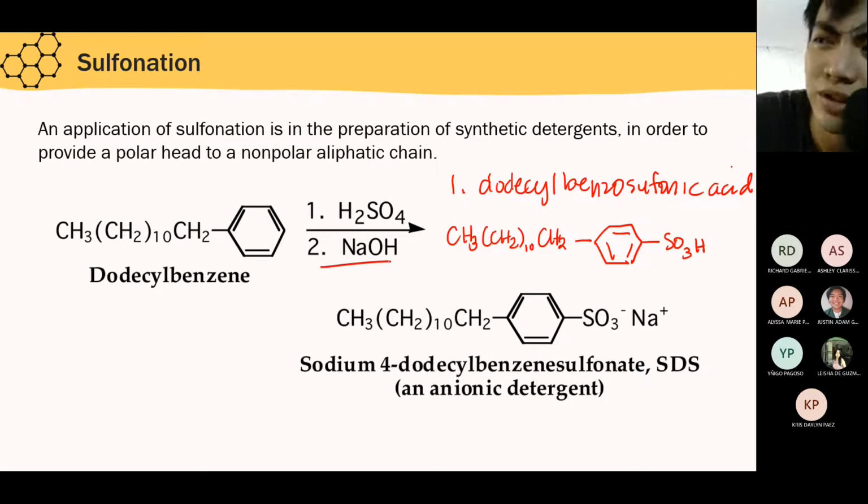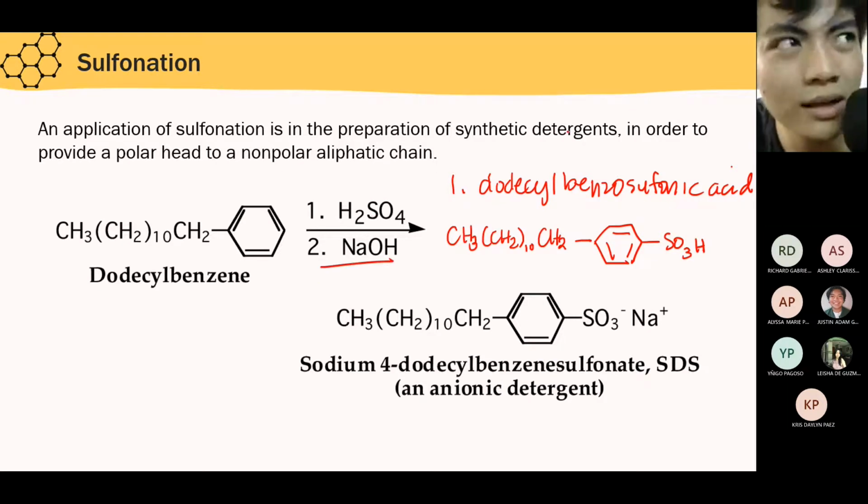After nun, i-react mo siya with sodium hydroxide. Bakit kailangan ng sodium hydroxide? Just to neutralize, no? Siyempre naman, magulat ka, no? Naglagay ka ng detergent, nasunog yung balat mo. Although minsan, di ba, nakakasunog ng balat yung detergent. Kasi medyo matapang talaga. Pero yun ang idea.